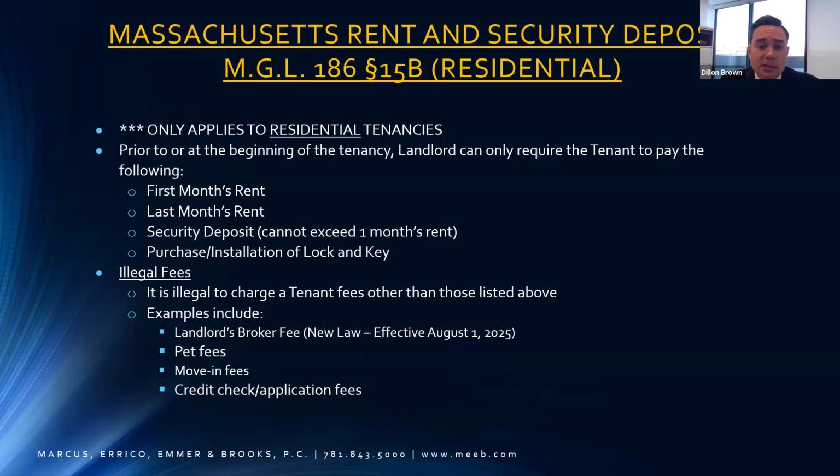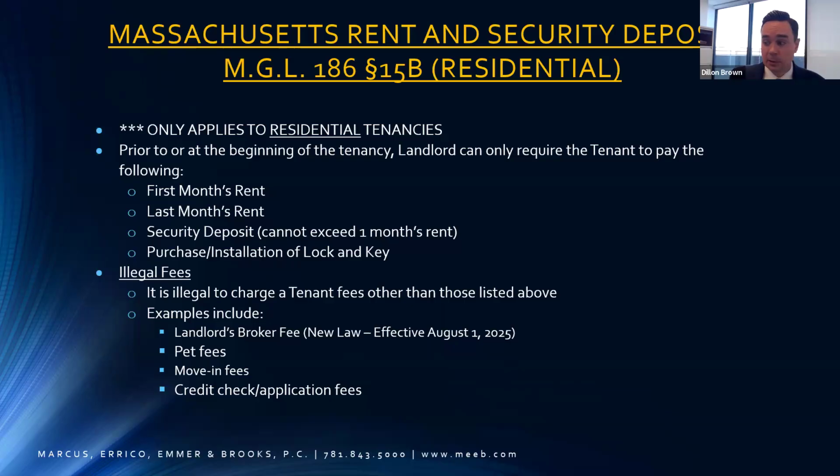So at the outset of a tenancy, a landlord can only require the tenant to tender 4 things up front. So that's first month's rent, last month's rent, a security deposit, and the cost to purchase and install new keys to the apartment. Essentially, we just want to make sure that the old tenant doesn't have the new keys, so the landlord goes in, swaps the locks, and whatever that cost is can be charged back to the tenant. If it's not one of those 4 things, then it is illegal to charge a tenant for anything else.